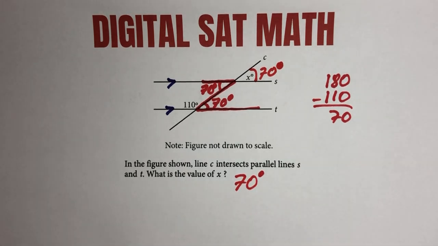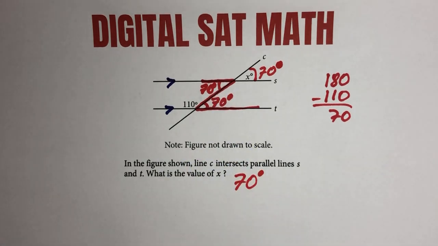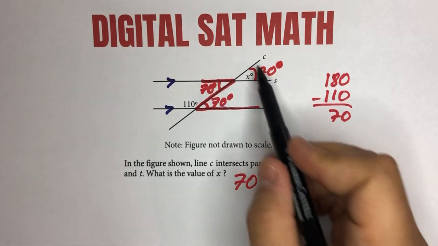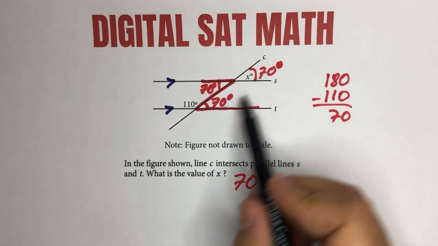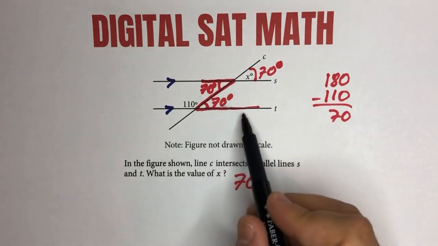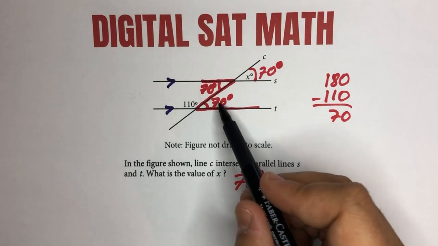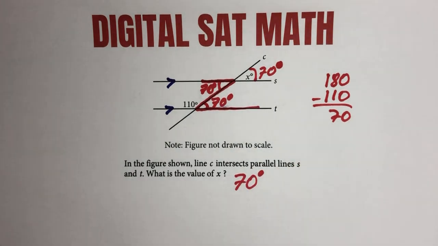You can also solve this question another way. When you find the value of 70 in here, you can also say that, look, the angle X and this angle are looking in the same direction, and these two lines are parallel. Then you can also say that if this is 70, this is also 70 degrees. This is also another way of solving this question.